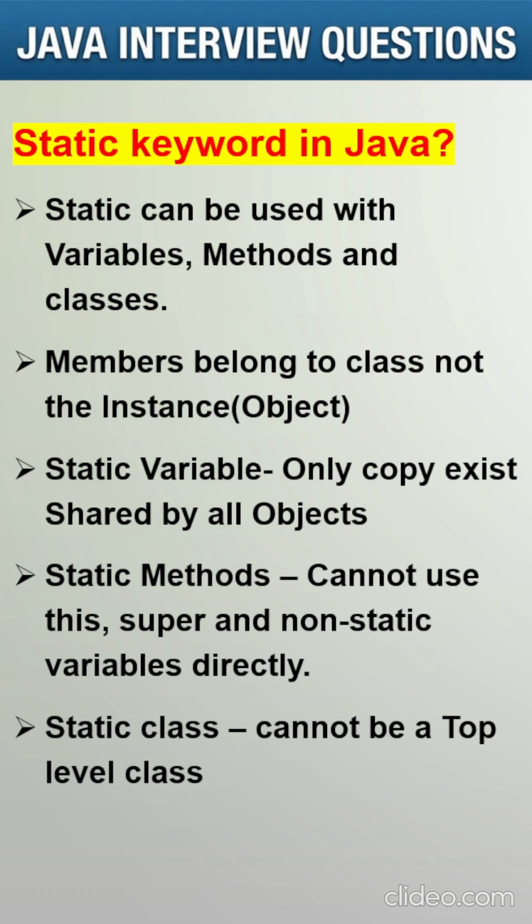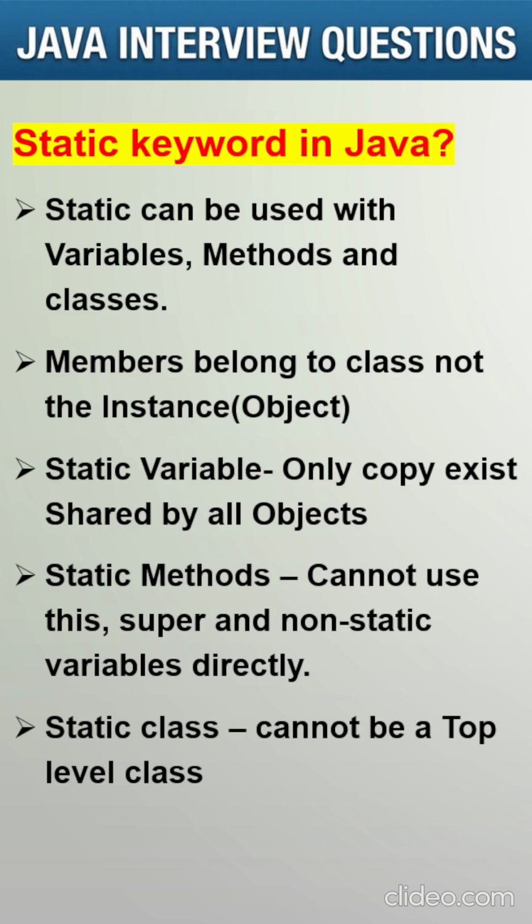Now, for methods, we can use static methods without explicitly creating an object, using the class name. So, for calling static methods, we can directly use class name dot method name. Now, one thing we need to remember here: a static method cannot use this, super, or non-static variables directly.